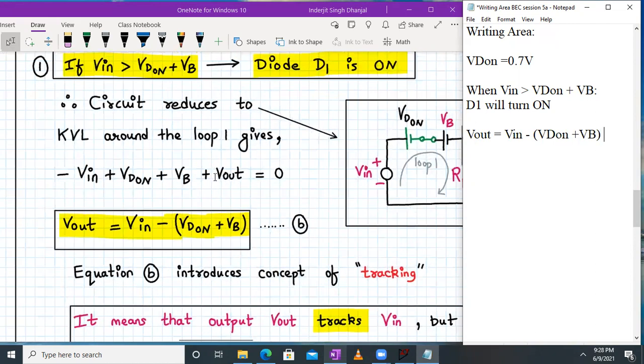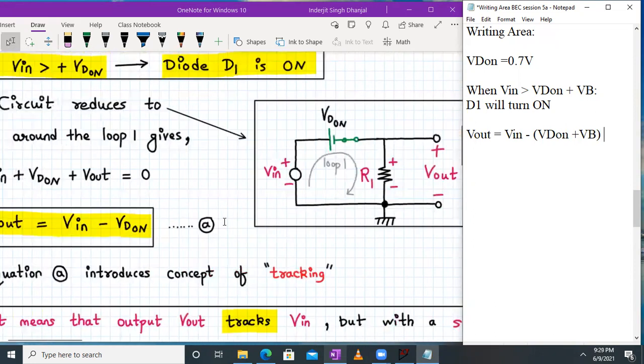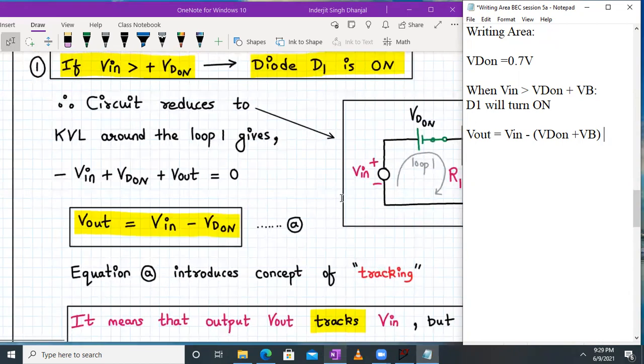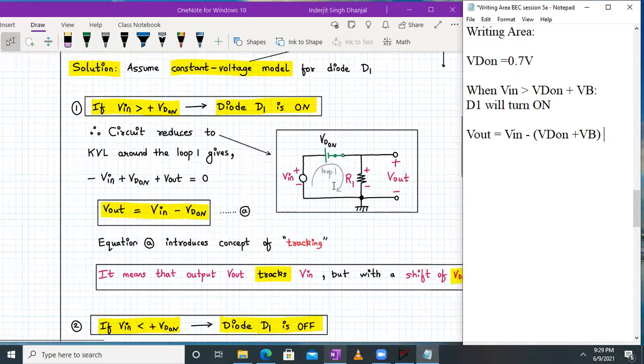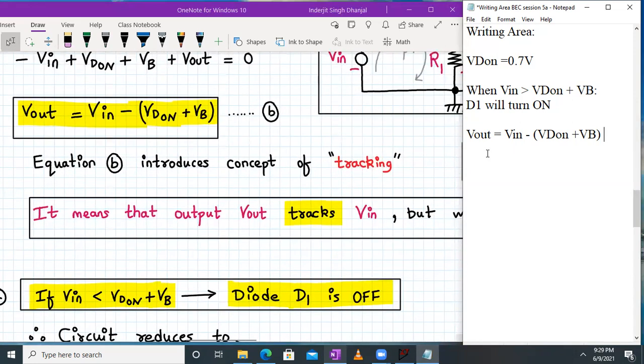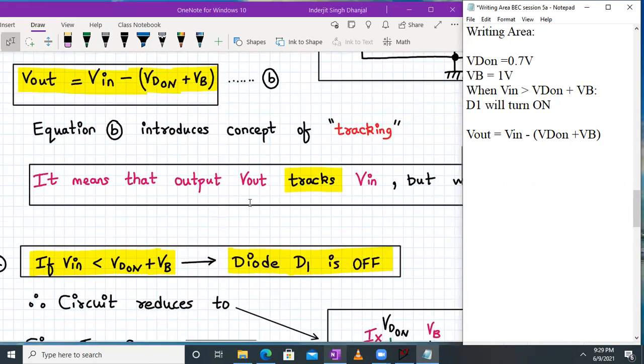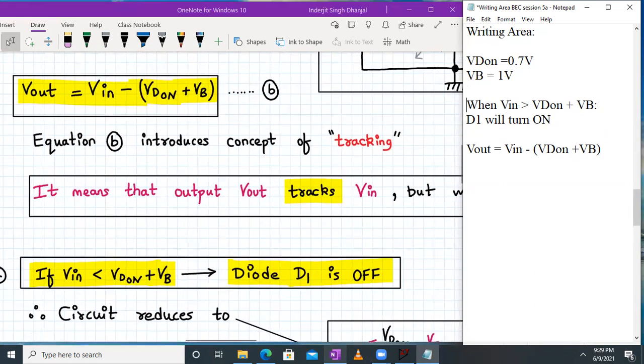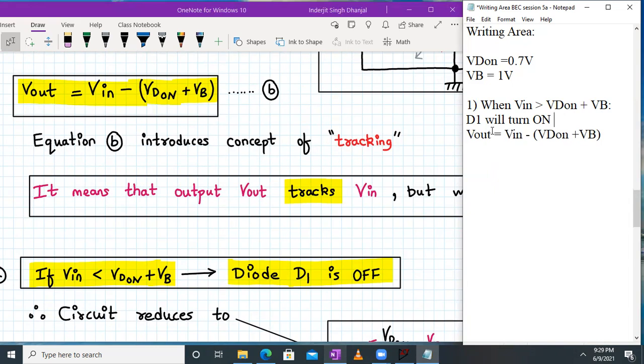Earlier, if we make VB equal to 0, we'll get the earlier condition, V in minus VD on. So how is the concept of tracking captured over here? Here we can say the output is tracking the input, but with a shift of VD on plus VB. I repeat, the output is tracking the input, but with a shift of VD on plus VB. So let's consider VB to be 1 volt. This is the data we have collected so far. This is the first condition: V in is greater than VD on plus VB, then the diode will turn on and V out is given by this formula.